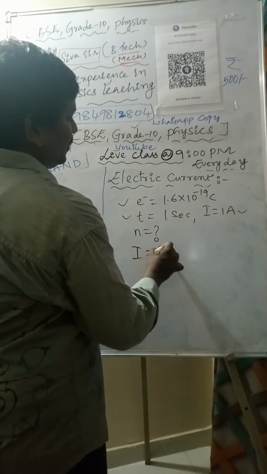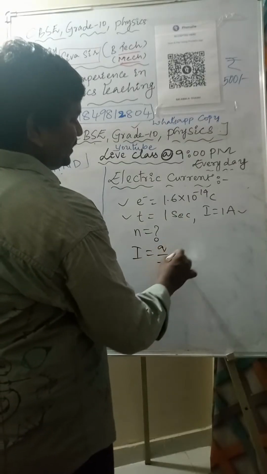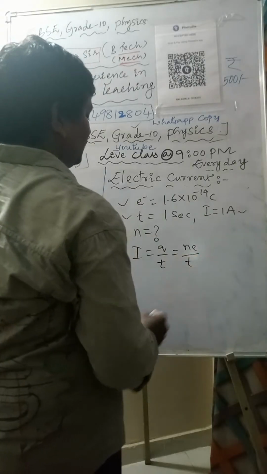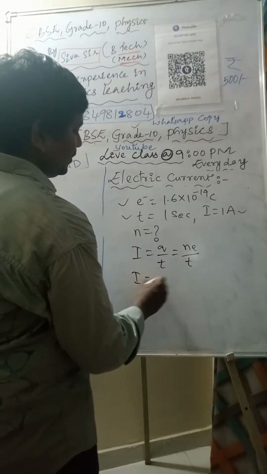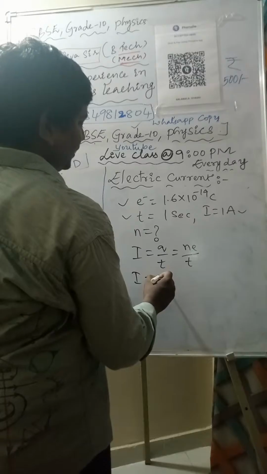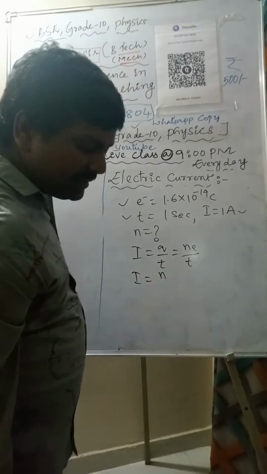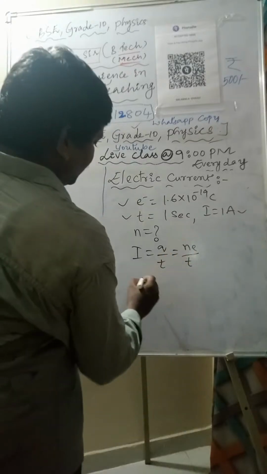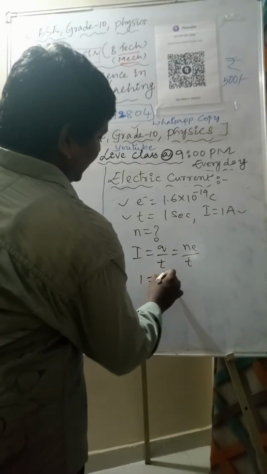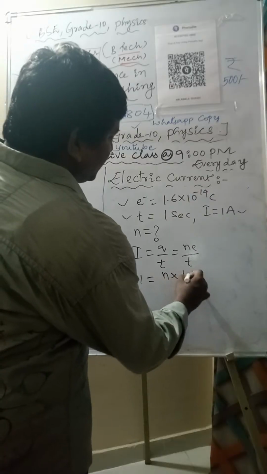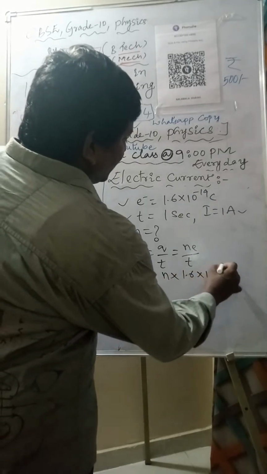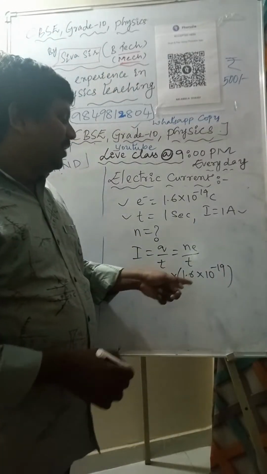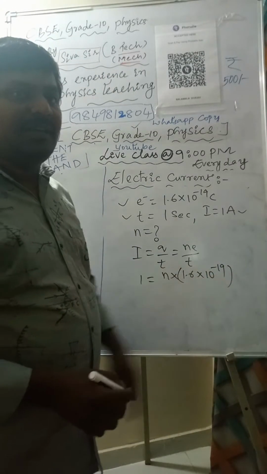I equal to Q by T. This is the basic formula, that is nothing but I equal to Ne by T, where N is what we have to find. So here you can substitute directly: 1 equal to N into 1.6 into 10 power minus 19 coulomb, with time 1 second.